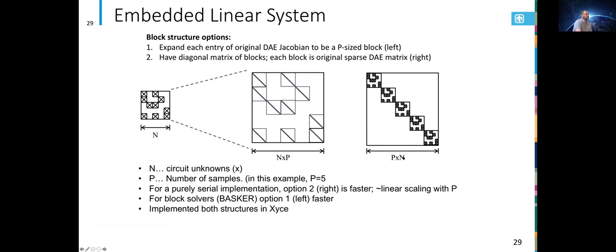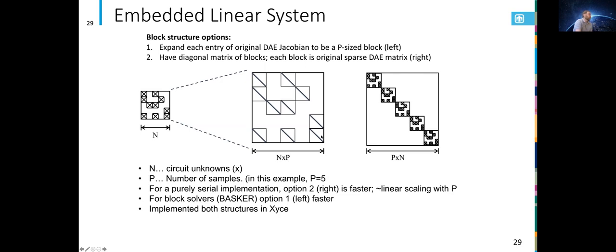If you do it by p by n, then you wind up with a block diagonal structure, and basically each block represents a sample point, and inside each block you just have the structure of the original circuit matrix. So solving this one is basically just like solving a whole bunch of these separately. There's no coupling between the blocks.